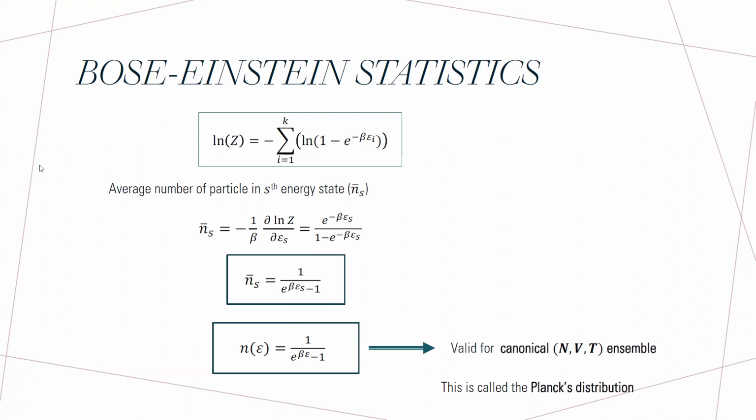So this is valid for the canonical ensemble, and this is called Planck's distribution. You learn about Planck's distribution in modern physics, if you learned that before. And you can see that based on the basics of the Bose-Einstein statistics, you can derive Planck's distribution.